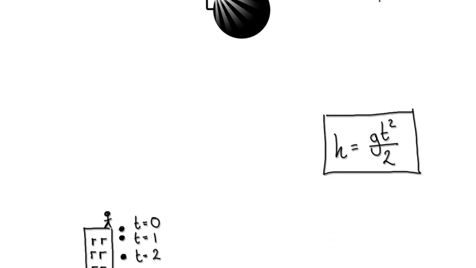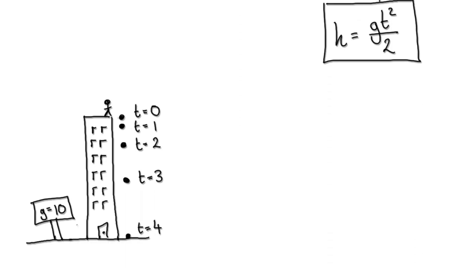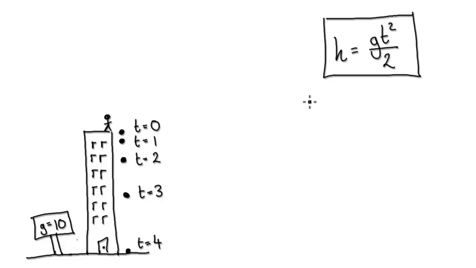In this video, we're going to look at the relationship between acceleration and distance traveled. So imagine you're standing on top of a building and then you drop a cannonball. When time equals 0, the cannonball is here. 1 second later, the cannonball is here. And another second later, the cannonball will be here. And when t equals 3 seconds, the cannonball will be here. When t equals 4, the cannonball will hit the ground.